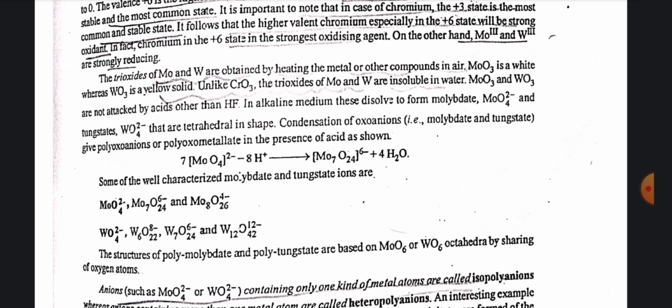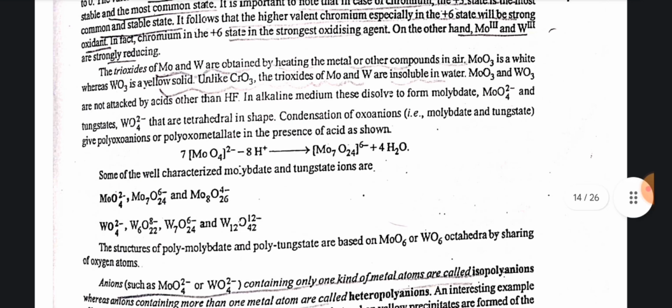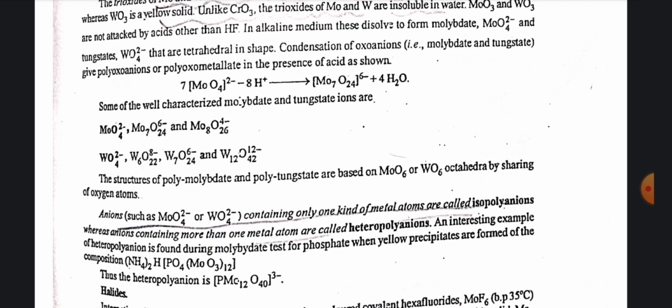The trioxides of Mo and W are obtained by heating the metal or the other compounds in air. MoO3 is white, whereas WO3 is a yellow solid. Unlike CrO3, the trioxides of Mo and W are insoluble in water. MoO3 and WO3 are not attacked by acids other than HF. In alkaline medium, these dissolve to form molybdates and tungstates that are tetrahedral in shape.